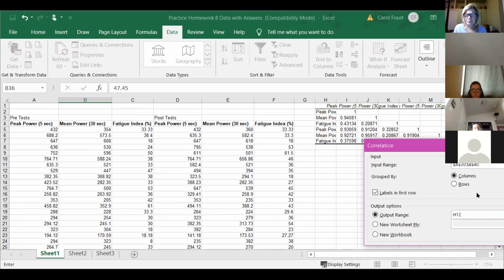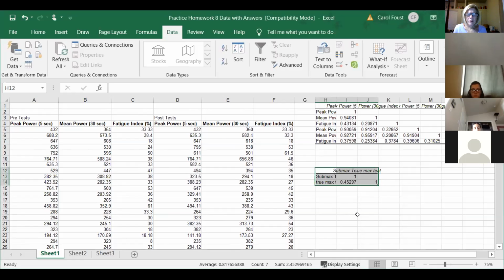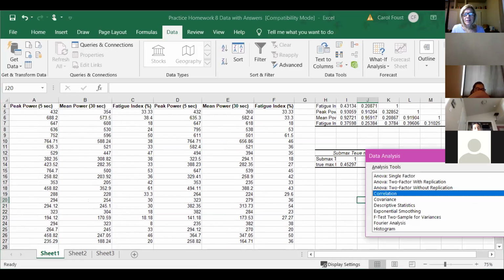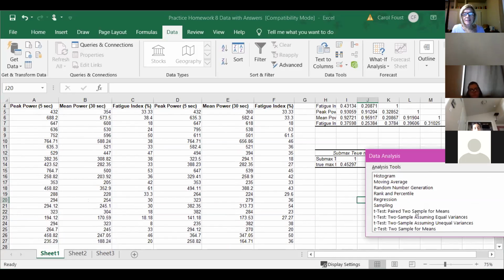Okay, in columns. So here's my correlation. I've got my submax against my true max. I've got a correlation of 0.45. Not so great. Now I'm going to do the t-test. So data analysis, I'm going to go down and get my paired t-test. Remember, I'm doing the paired t-test because I've got one group, two measures, the max and the submax.